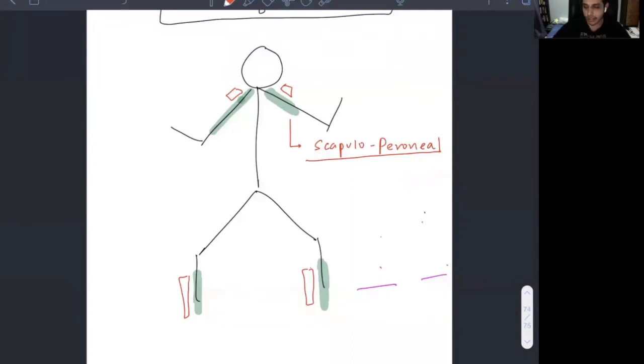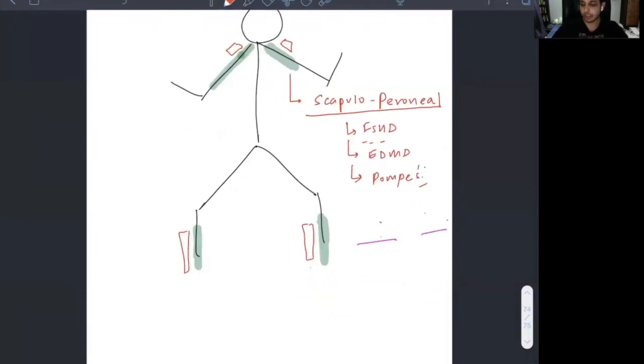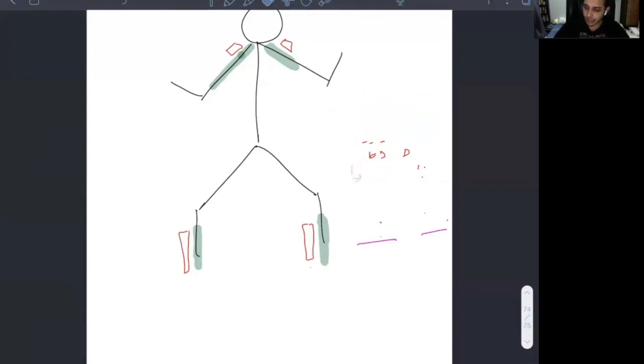Now, again, there are certain specific causes of this pattern of involvement. Just for completion, I'll tell you that FSHD, that is facioscapulohumeral dystrophy, Emery-Dreifuss muscular dystrophy, and Pompe's disease can present with proximal arm and distal leg involvement. The names you can always revise and learn by heart later. For now, it's just important for you to know that these different patterns of involvement can be there.